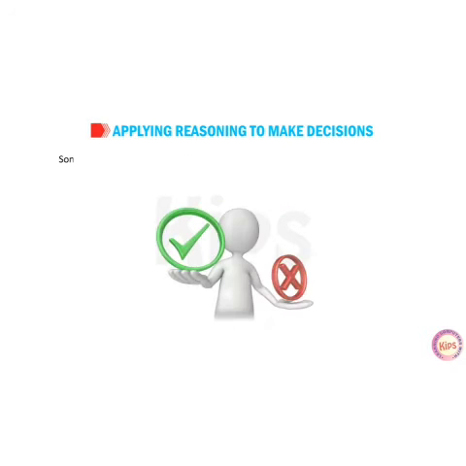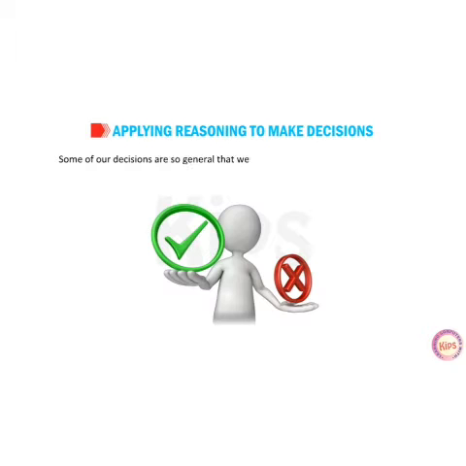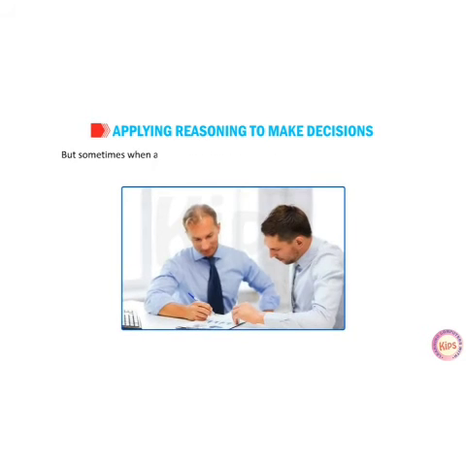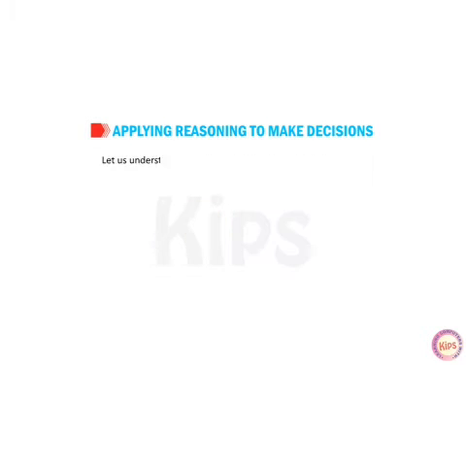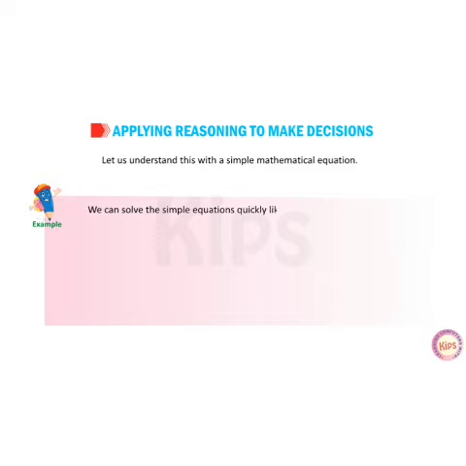Now, applying reasoning to make decisions. Everyone makes decisions in their daily life. Some of our decisions are so general that we hardly take any time to decide, but sometimes when a problem is complex, it needs our wisdom and experience to take a decision. So a difficult situation requires more reasoning and skills to solve our problems. Let us understand this with a simple mathematical equation.